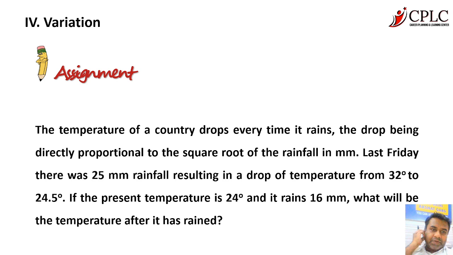Okay. Let us take one more example. The temperature of a country drops every time it rains. The drop is directly proportional to the square root of the rainfall. ठीक है. So drop in temperature. तो पहले मान लो कि there is 100 degree Celsius and now it is 80 degree Celsius. So drop is basically 20 degree Celsius. Okay. Last Friday there was 25 millimeter rainfall, resulting in a drop of temperature from 32 to 24.5. If the present temperature is 24 and it rains 16 millimeter, what will be the temperature after it has rained?